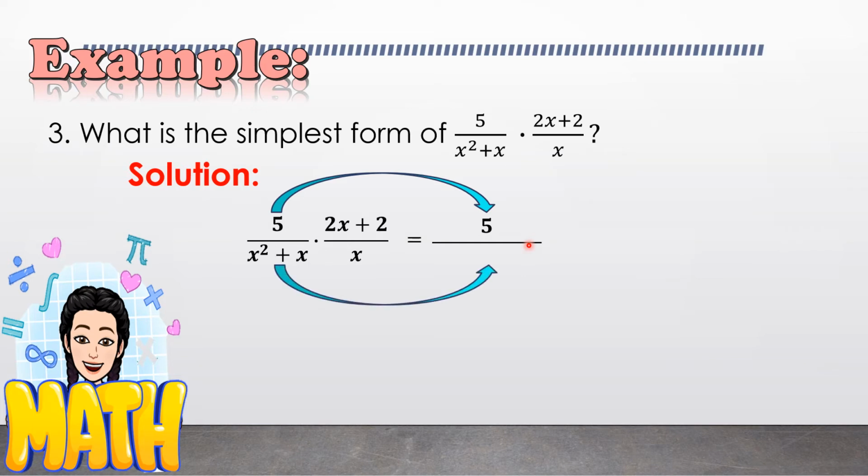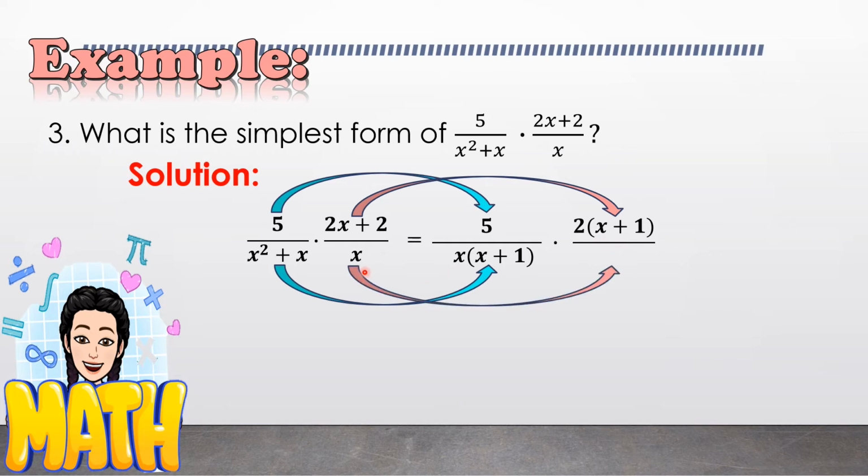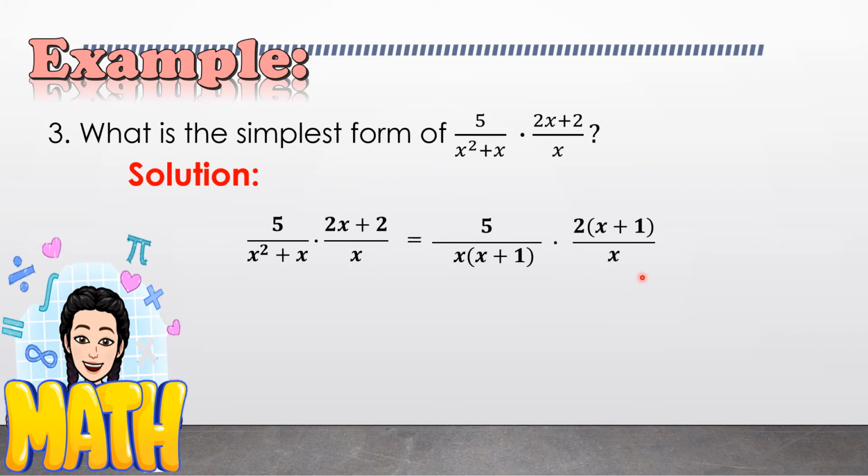For its denominator, the factored form is x times the quantity x plus 1. Para naman sa ating multiplier, ang factored form ng 2x plus 2 ay 2 times the quantity x plus 1. Then, copy na lang natin ang ating denominator na x. After nyan, divide all the common factors of the numerator and denominator. Sa case na to, ang common factor ay x plus 1.